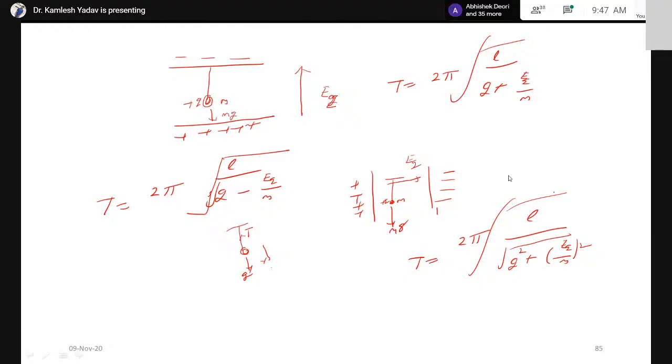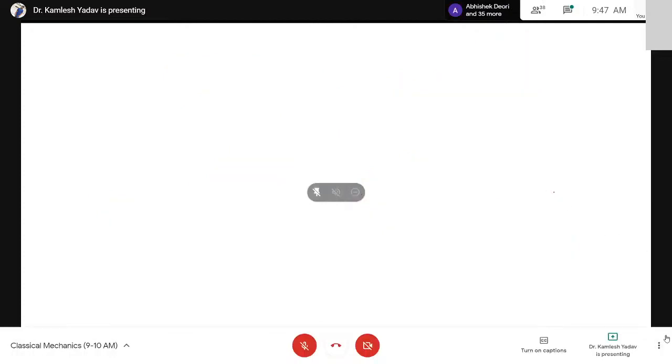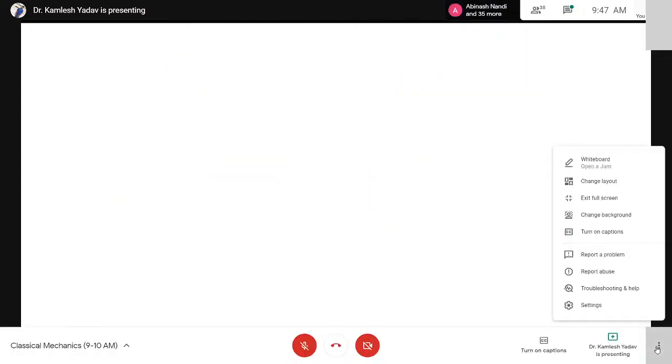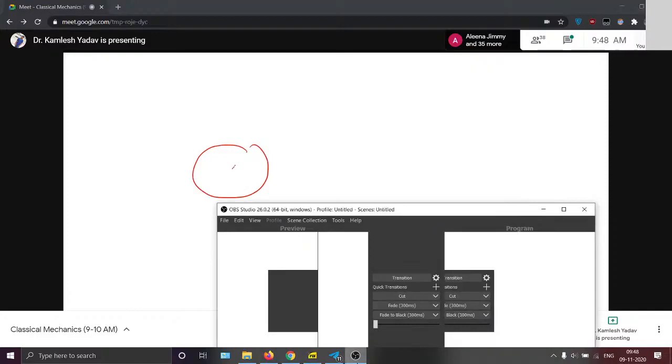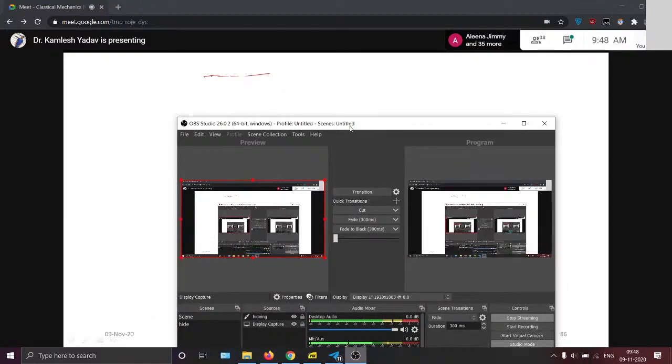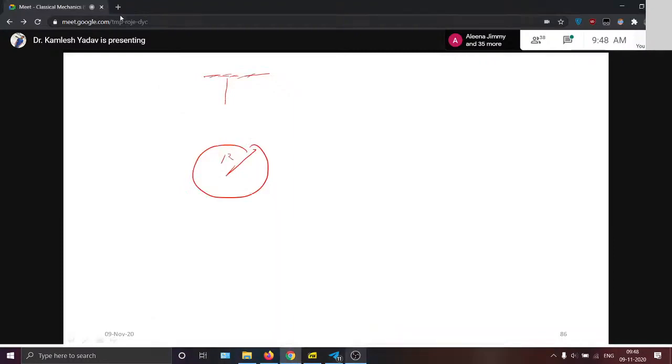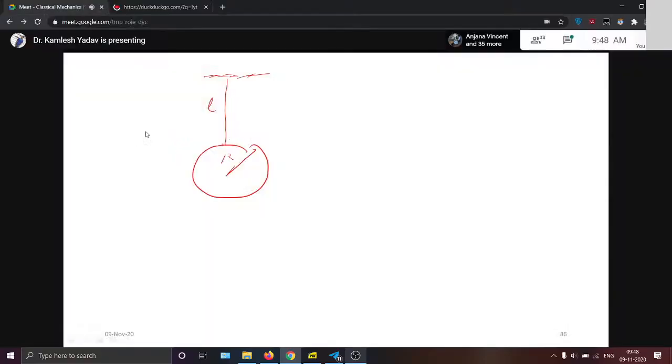Now let us consider one more example. I will send you the derivation; I am directly telling you the results. Now let us consider this is the Earth having a radius R, and suppose we consider a very big pendulum attached to some fixed support, and suppose its length is L. Let us consider a big pendulum attached to this Earth, and this is oscillating. Let us suppose we have an infinite or very large length of pendulum, and this is oscillating.